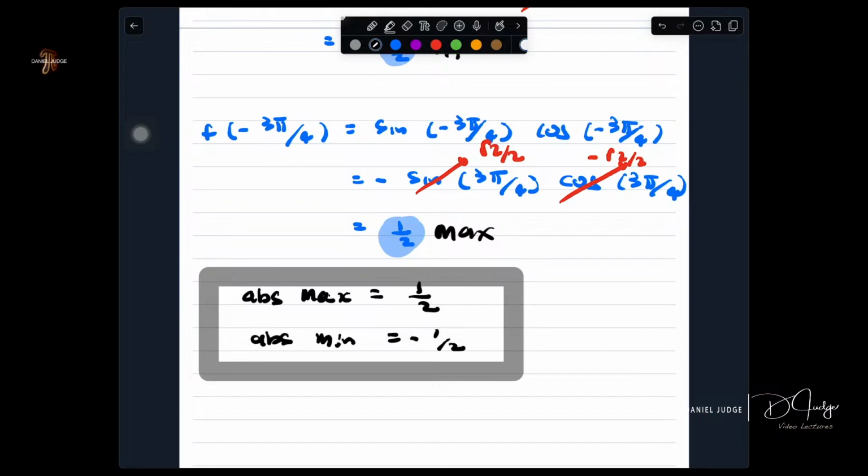And my writing's a little weird because of this angle that I'm at. I'm at a very difficult angle.